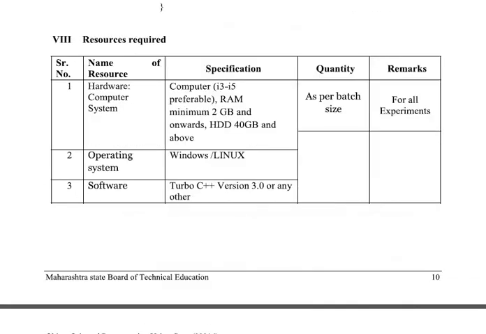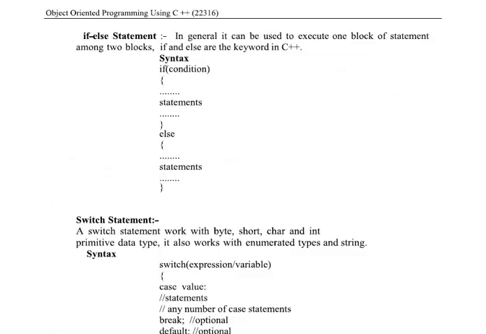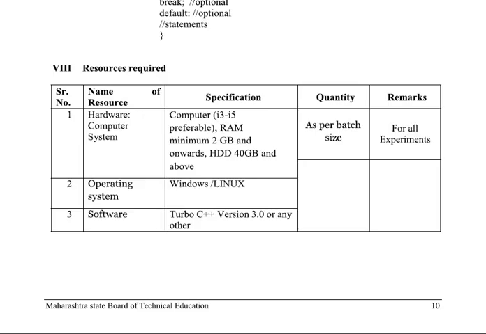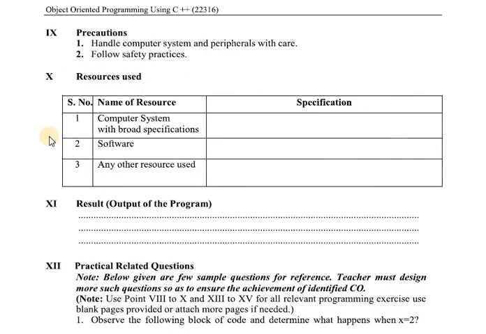In the given space you have to write the answer. Now you can use the 200 pages to write the answer. So directly write the practical number. After that, you have to write this point, that is resources required. Sorry, not 8 actually, you have to write this 10th point, that is the resources used.